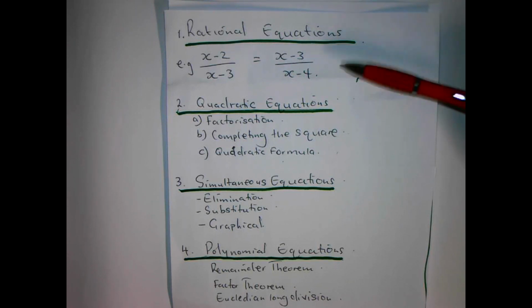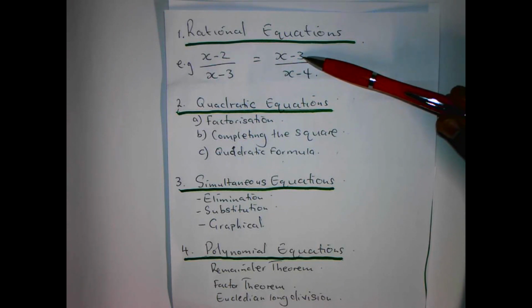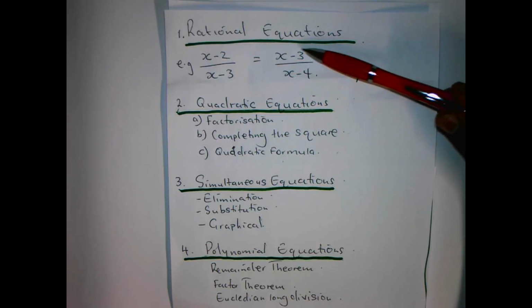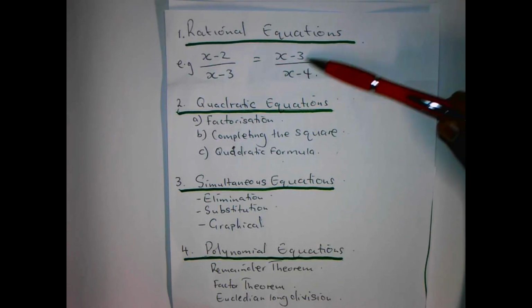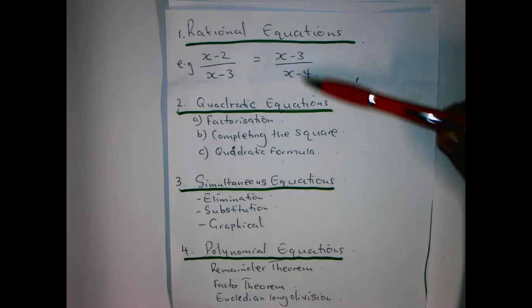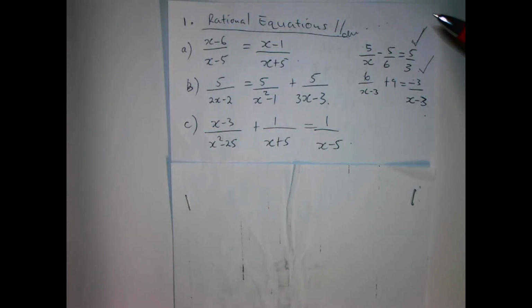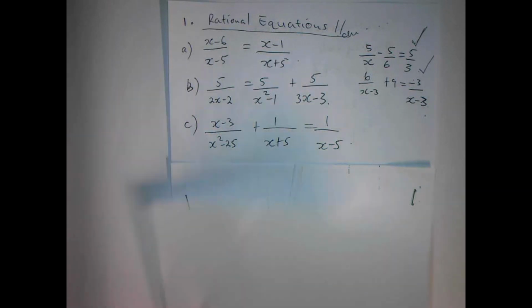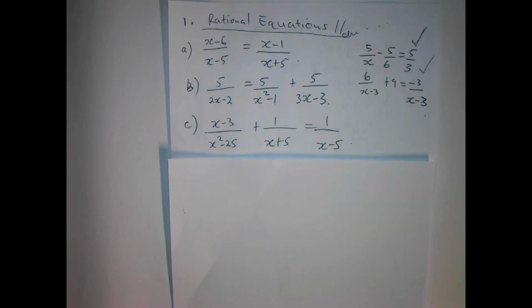So a rational equation is shown. You can see that when we have a ratio of terms, an equation with a rational term is called a rational equation. For example, x minus 3 over x plus 4 is simply a ratio there. So that is a rational equation. So what we have here is a list of rational equations, and I want us to go through and demonstrate how to solve each of the rational equations.